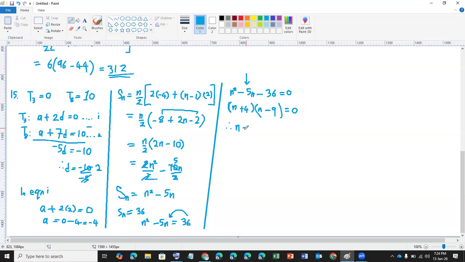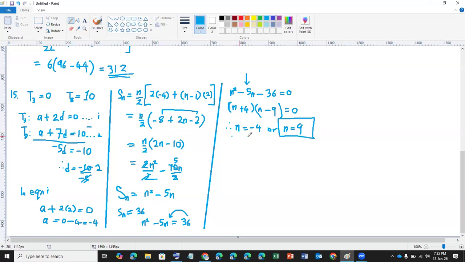n equals minus 4. I'm sorry. And then n equals 9. But you know that only one of them is correct, isn't it? Which one do you think is correct? 9. Why is it the one that is correct? Because it's positive. Yes, thank you. It has to be always positive.